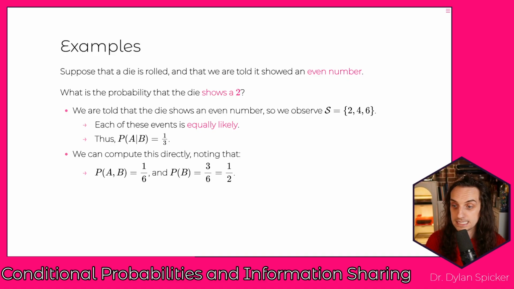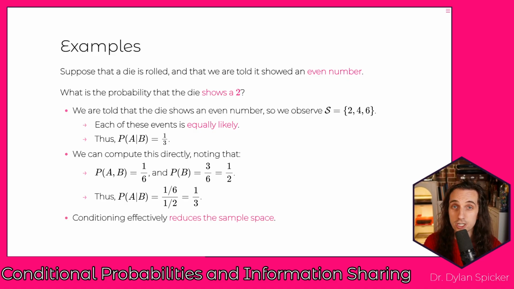The probability of B is 3 out of 6. It's the probability we roll an even number. And so then A given B is the ratio of those two quantities, so 1 out of 6 divided by 1/2, which is 1/3. And so if we condition, we're effectively reducing our sample space, and sometimes that's a really useful way of thinking about the problem.